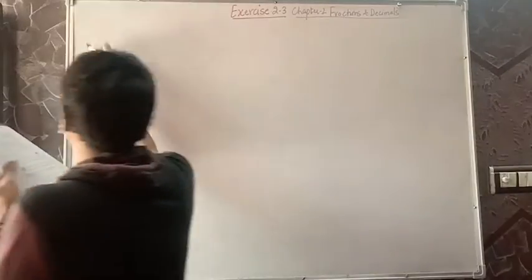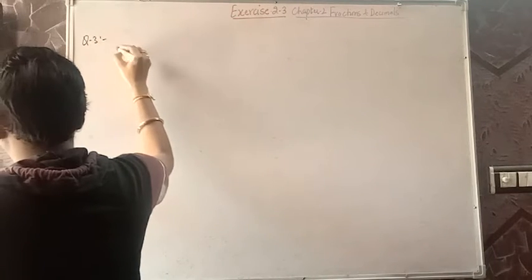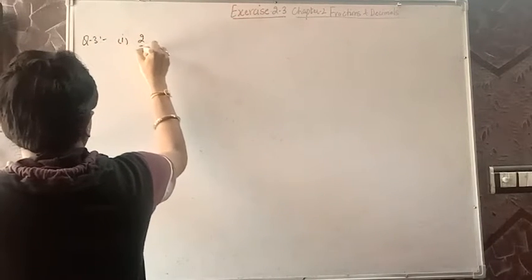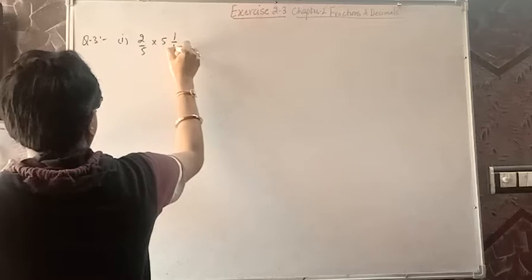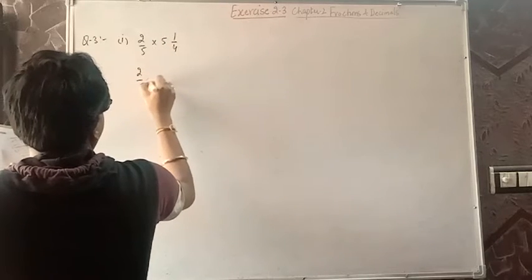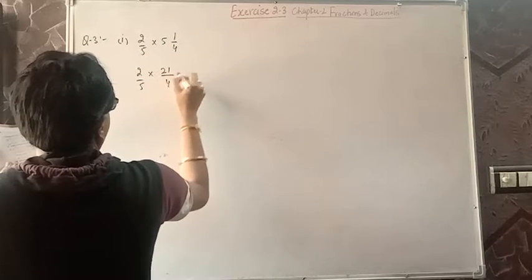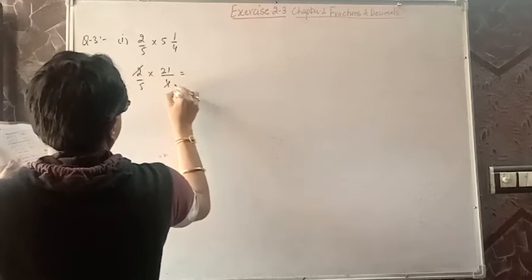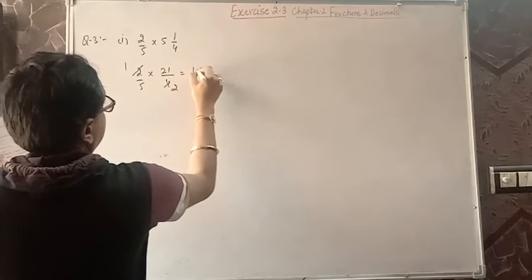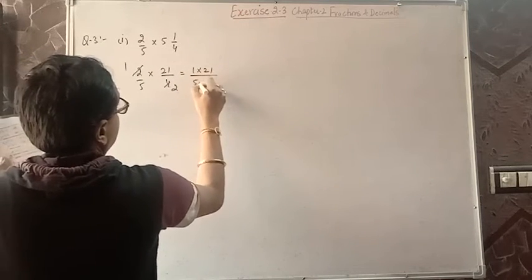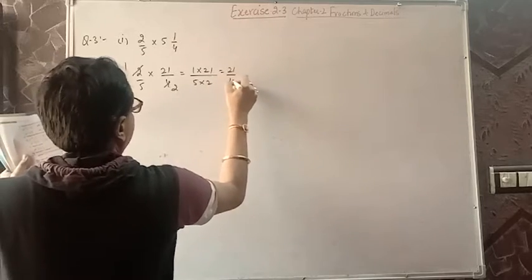Multiply the following fractions again. Very simple. Again multiply. First part: 2 by 5, 5 1 by 4. 2 by 5, 21 by 4. Cancel out. 1, 2. 1 into 21, 5 into 2. That is 21 upon 10.